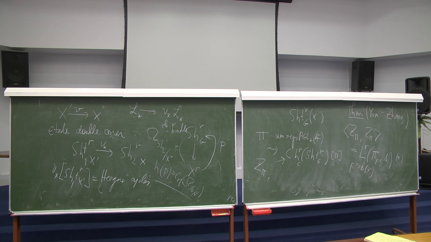In higher rank cases, it's expected that somehow generators will come from some Shimura varieties. High rank, I have no idea. Nobody has any idea how to do the high rank case.